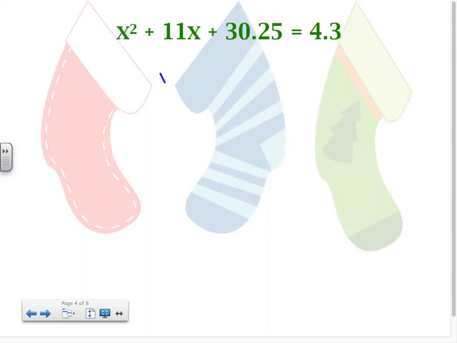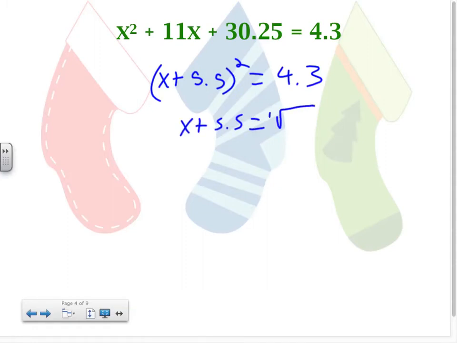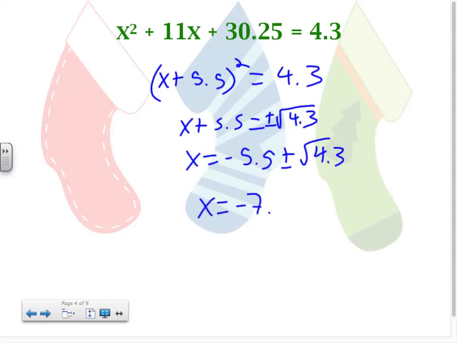Here's one. We have x plus 5.5 squared is 4.3. X plus 5.5 equals plus or minus the square root of 4.3. So x equals negative 5.5 plus or minus the square root of 4.3. X is negative 7.574, negative 3.426.